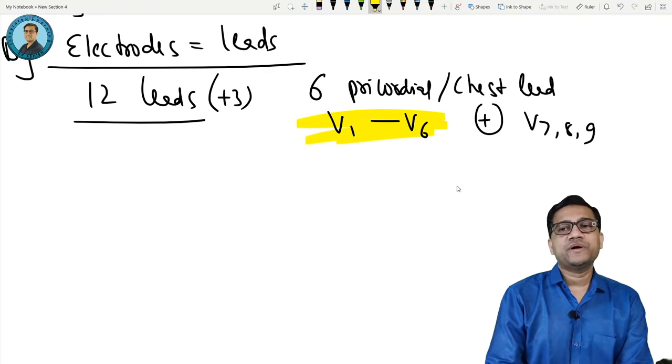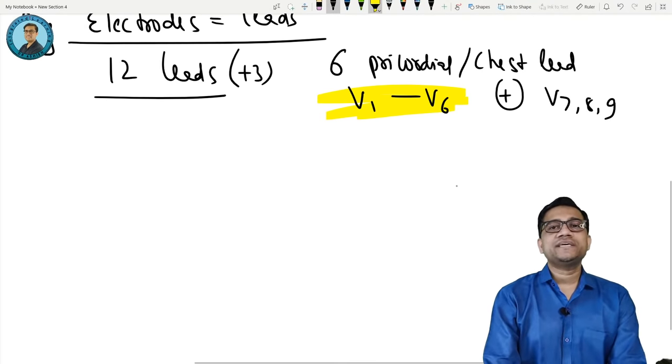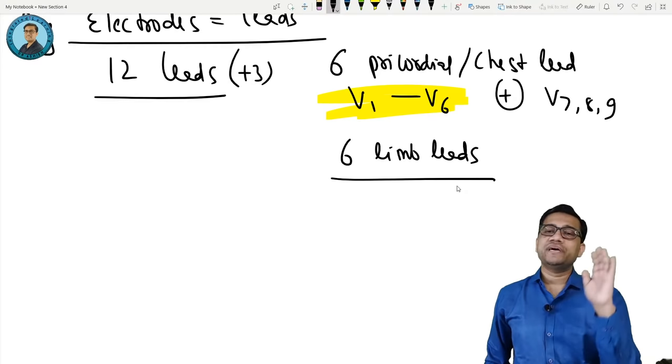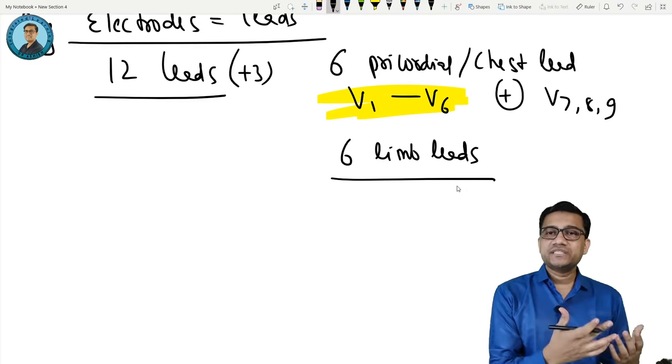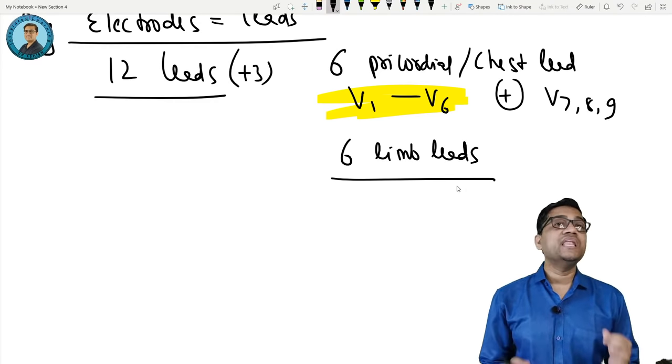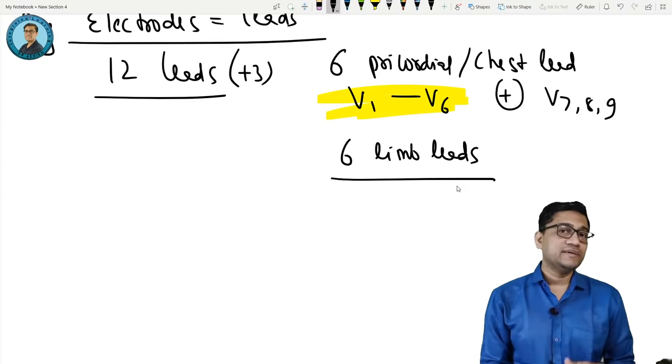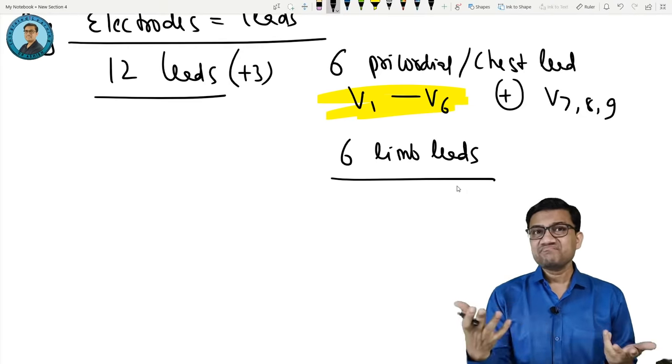Leave these unimportant things, okay. And there are 6 limb leads, whose names I will write later. Just remember, there are 6 precordial main and 6 limb leads which you attach to the limbs, hands and legs. Now why are we having so many leads?